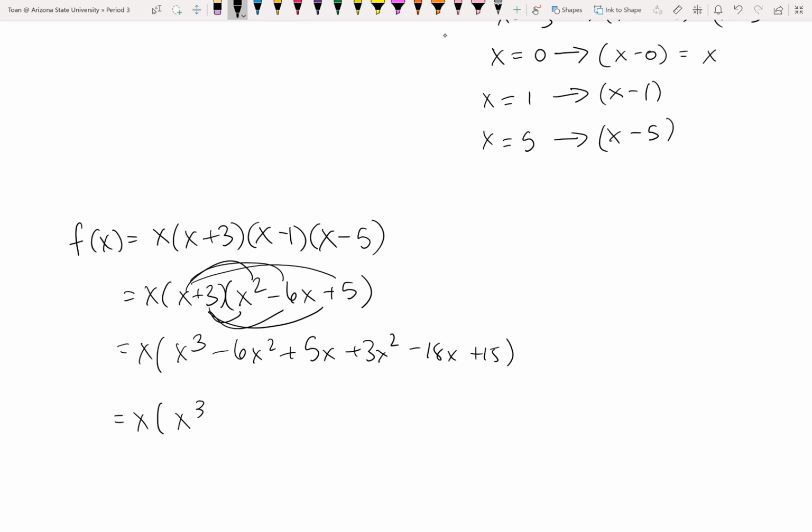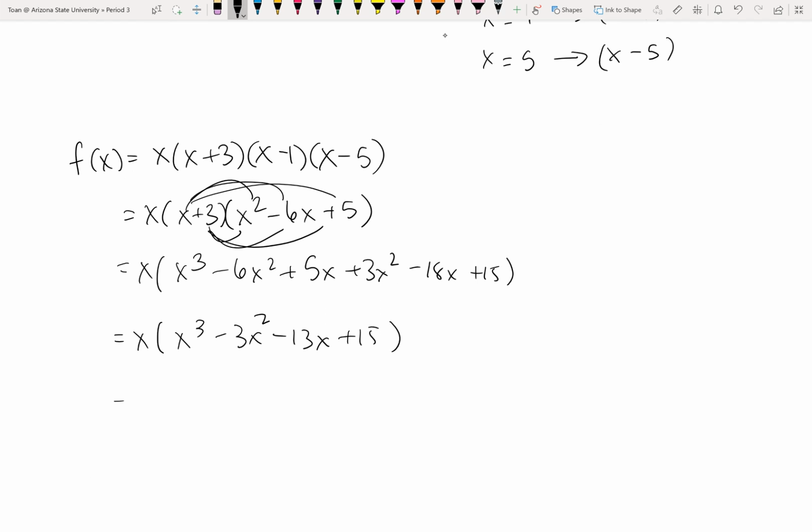And then you just go ahead and combine like terms. x cubed, so we have this guy here and this guy here, so that's a minus 3x squared. We have this guy here and this guy here, which is negative 13x, and then a lonely 15. It's negative 3x squared. And then last step is distribute the x. x to the 4 minus 3x cubed minus 13x squared plus 15x.